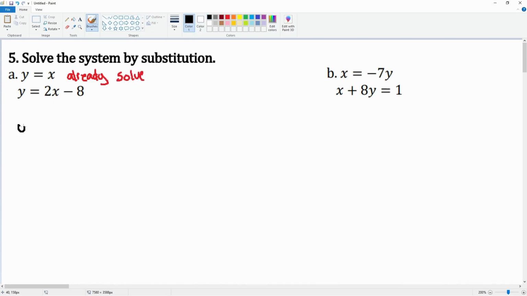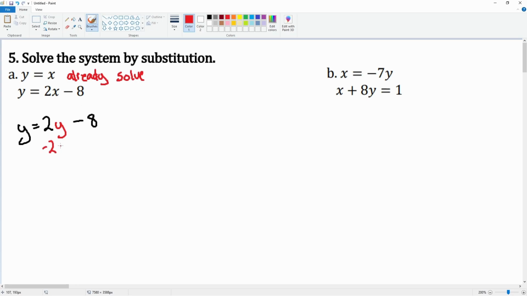Here's the second equation. But remember what x is. x is equal to y, or y is equal to x. So I can erase it, and I can now put in a y. That is that substitution. Now I can solve.